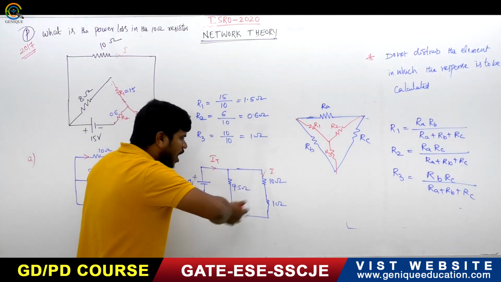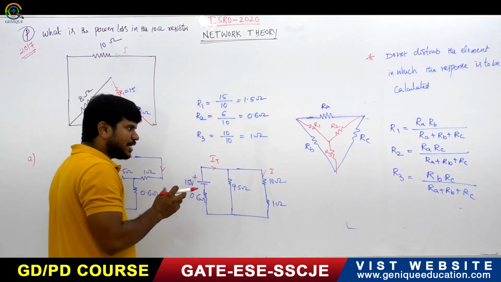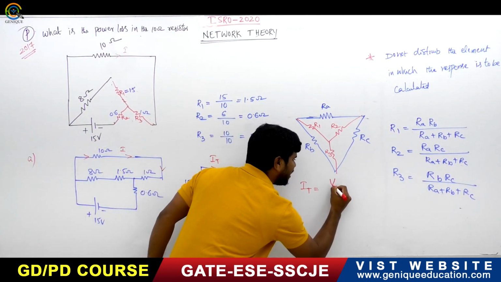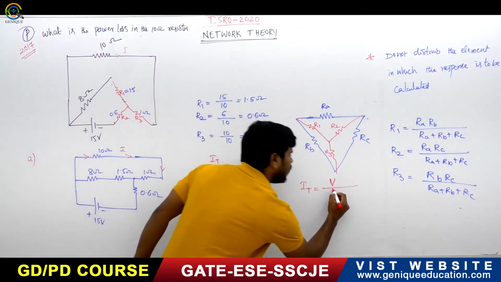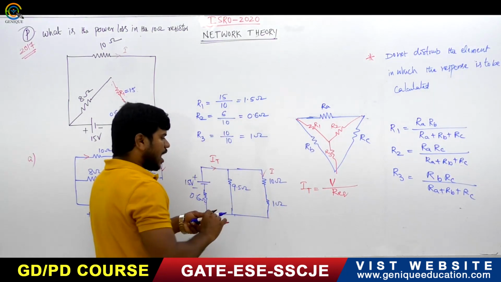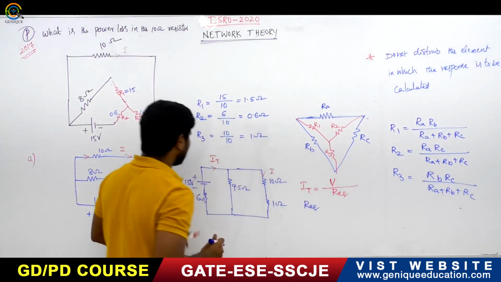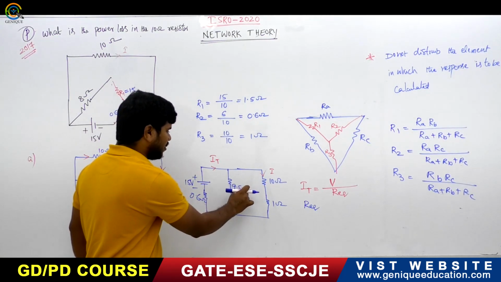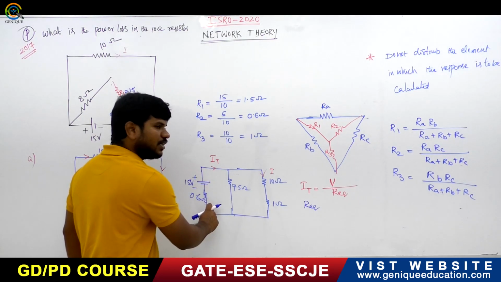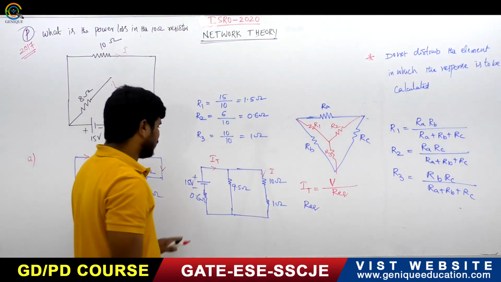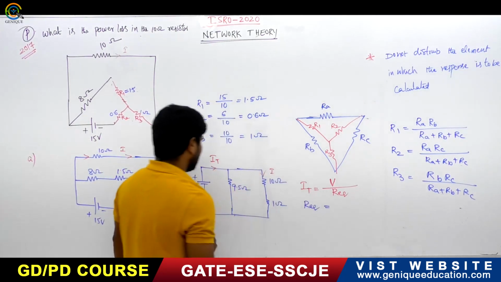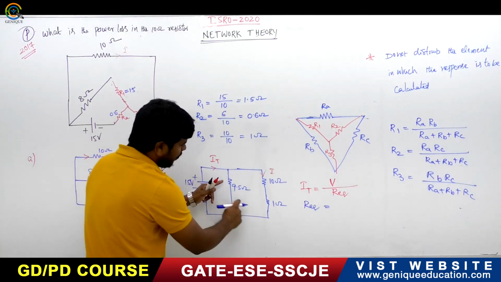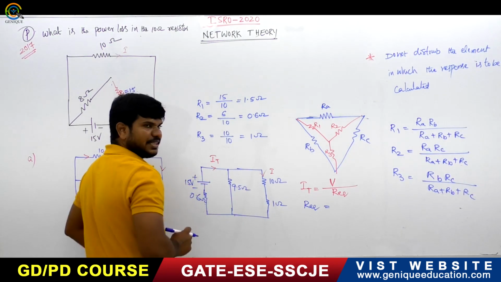What is the resistance experienced by this circuit? What is the total resistance? So IT is equal to the total voltage divided by the R equivalent. What is R equivalent? If you remove this, R equivalent is equal to what? These two are in parallel. It is in series with 0.6 ohm. Okay. So the parallel combination of these two will be in series with this.